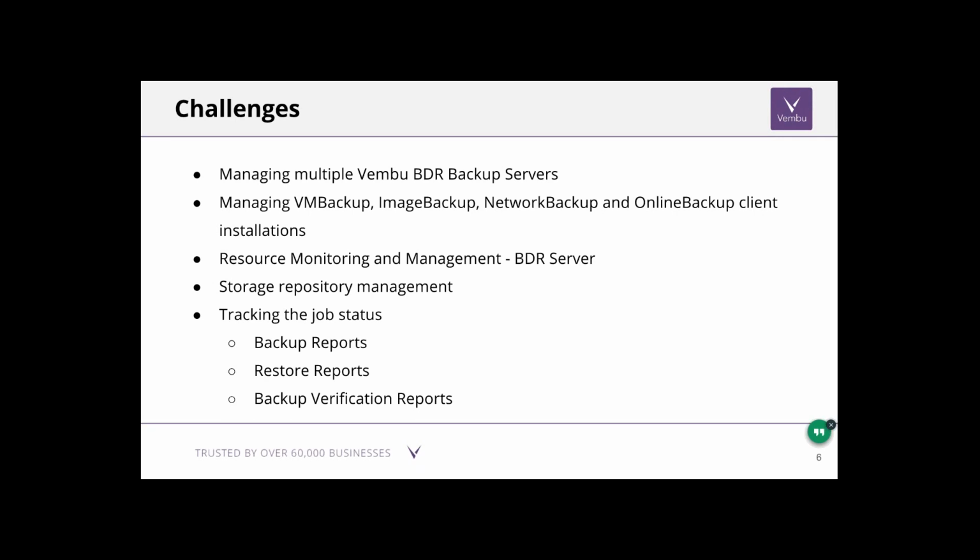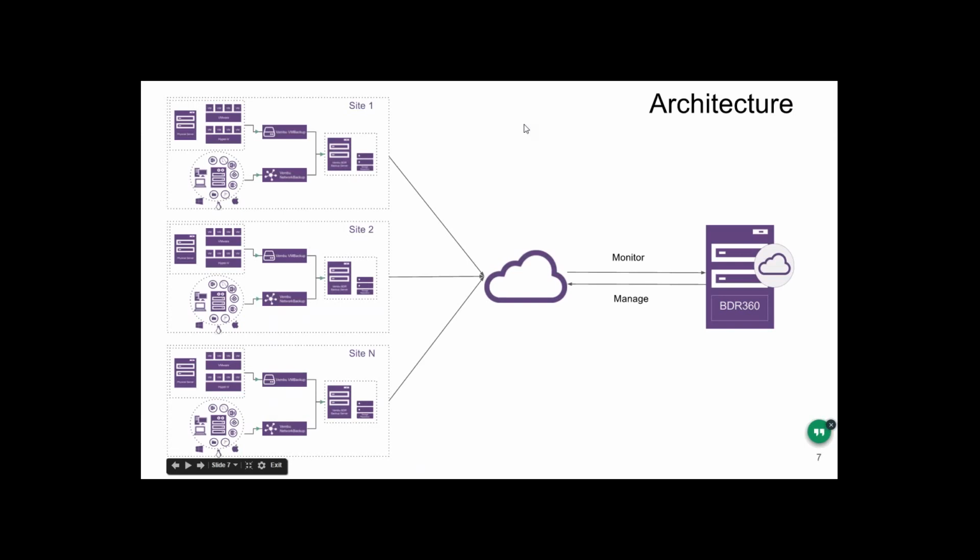So moving on to the architecture. For a BDR 360 server, currently we have a Vim BDR 360 agent which will be installed in all your Vim backup server sites. The backup server can be present in your cloud, physical servers, or any instances. That is not a constraint.